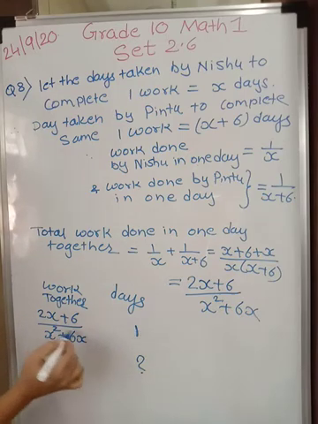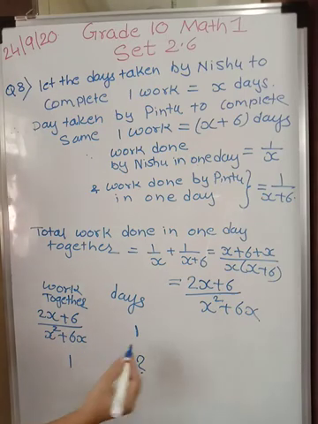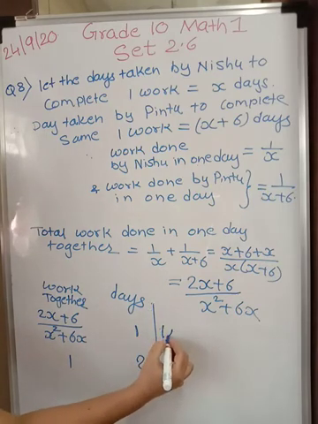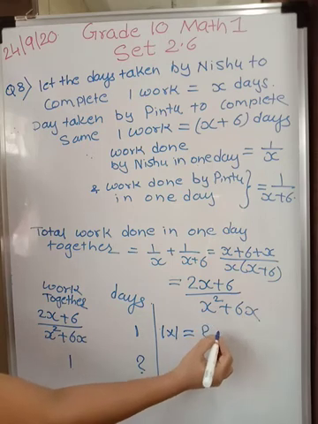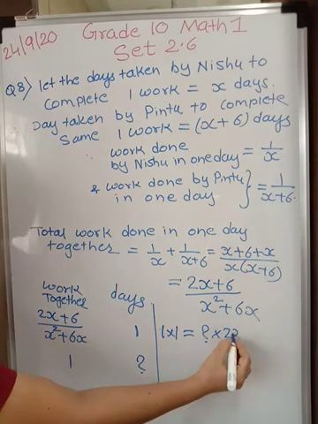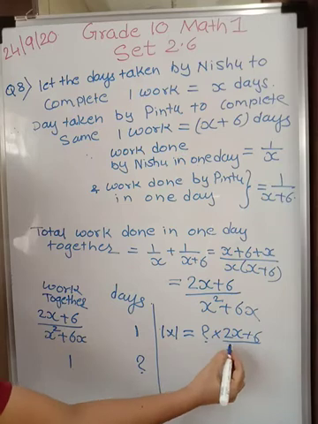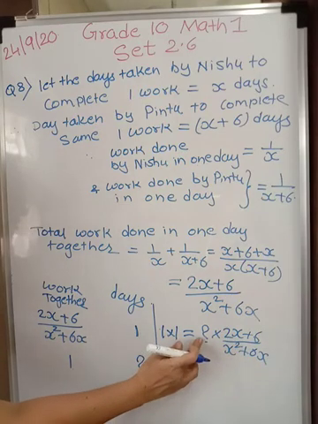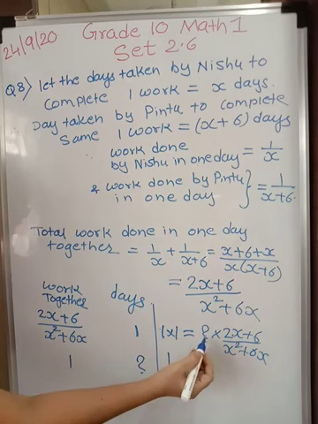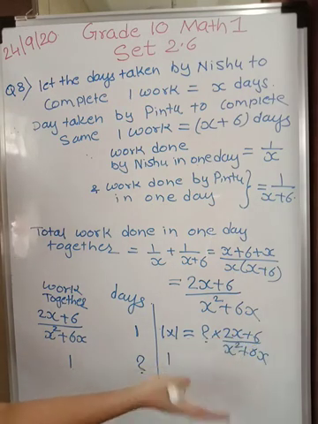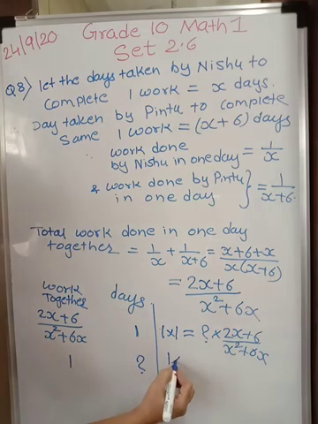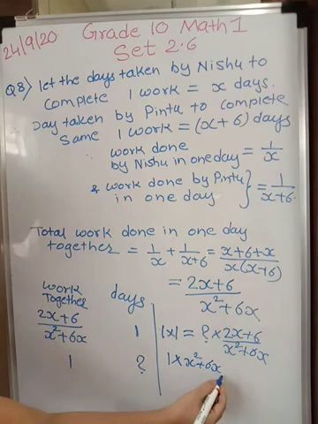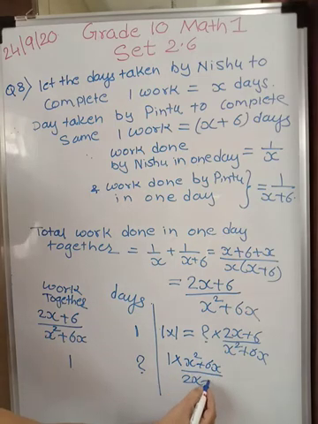So again we will cross multiply these two, and what we will get? 1 into 1 is 1. So I am working it out over here. 1 into 1 will be equal to question mark into (2x + 6)/(x² + 6x). I want to find out the question mark. 1 into 1 will be 1, and here is the question mark. If I shift it over here, it will be upside down. So this will be 1 into (x² + 6x)/(2x + 6).